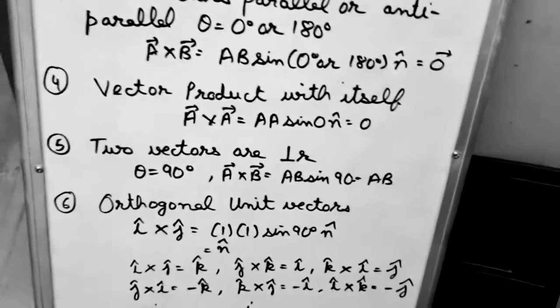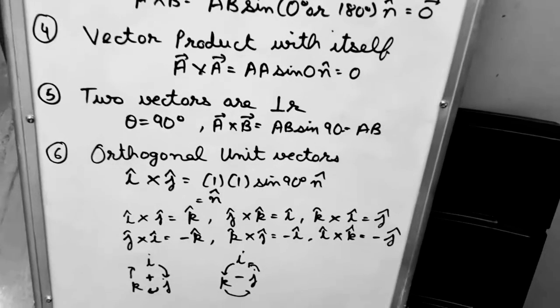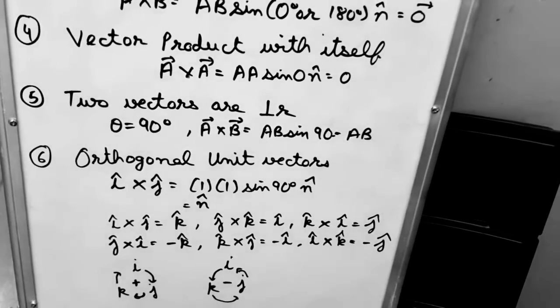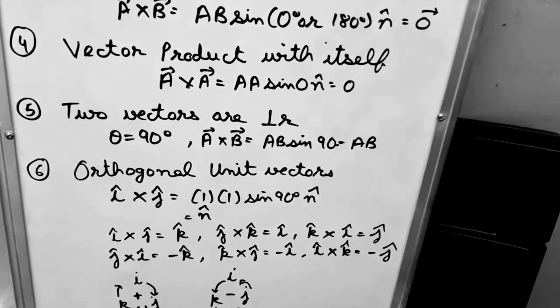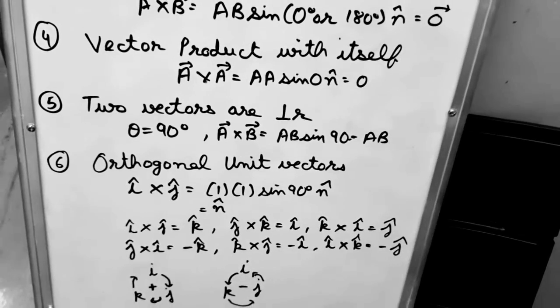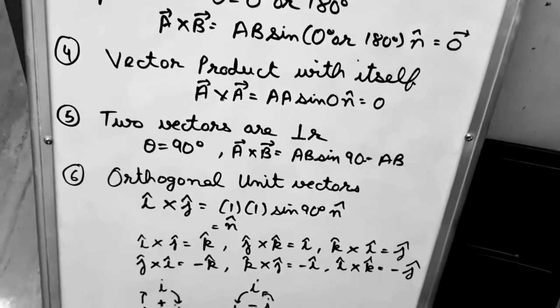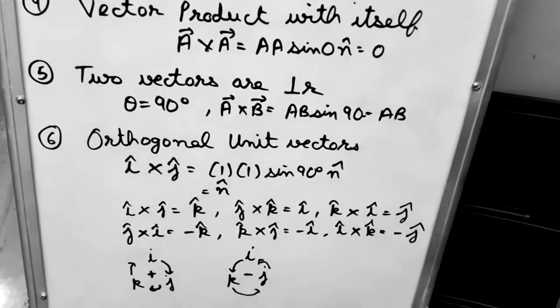Next, the fourth property is the vector product of a vector with itself, that is a vector cross a vector. It is equal to a into sine 0. Again sine 0 is 0. So the vector product of a vector with itself is equal to 0.